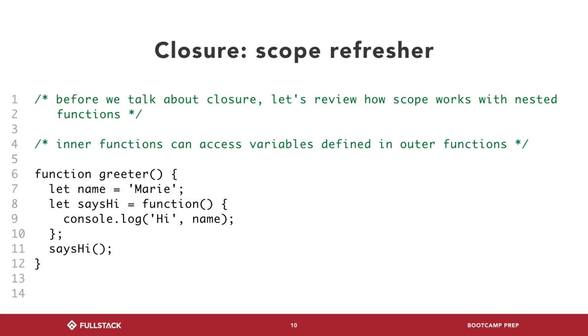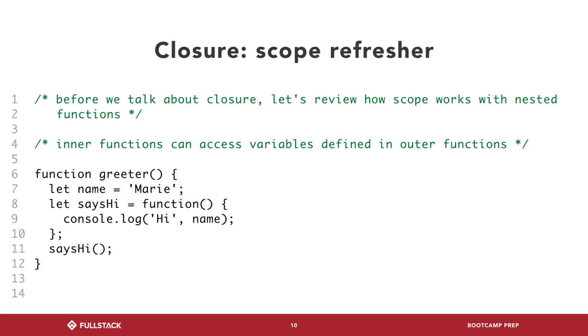And so here the idea is we created in this greeter scope, between lines 6 through 12, a bunch of variables. We've created name, we've created saysHi, but we can only use them inside the greeter scope. Once we leave the greeter scope, we can't use them anymore. In this particular example, the highlighted portion is: in line 7, we create this variable called name. On line 8, we create a variable called saysHi.